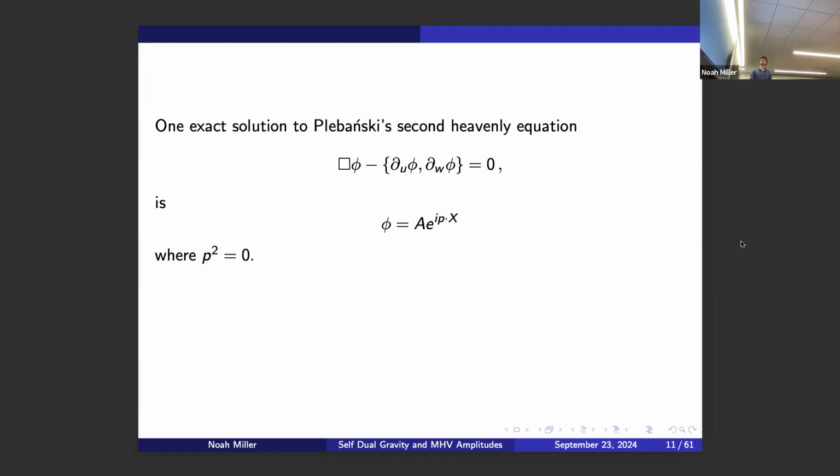Okay, so one exact solution to Plebanski's second heavenly equation is just when phi is a plane wave. So this is actually an exact solution to this equation.